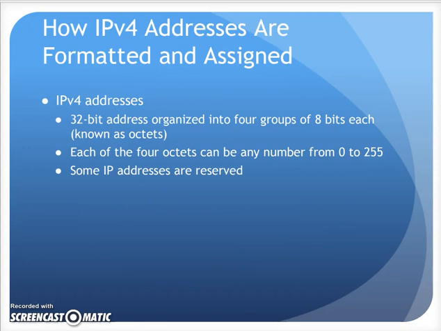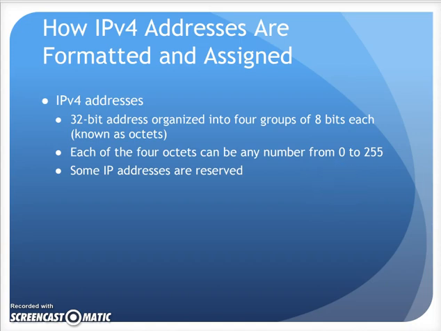IP version 4 address is a 32-bit address. It's organized in 4 groups of 8 bits. Each 8-bit group is called an octet. That gives us 4 decimal numbers in the IP address. Each of these octets can range in decimal number from 0 to 255.